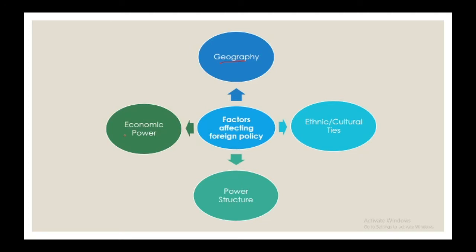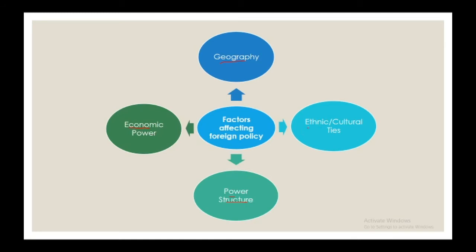Another factor that affects the foreign policy of any nation is economic power, how wealthy a nation is, and the economic power affects how it is going to relate with other nations. If it's too powerful economically, then it will influence the foreign policy of other nations. That's the benefit of economic power. Another factor is power structure, how the world states align with each other, either unipolar, multipolar, or bipolar. This structure affects the foreign policy.